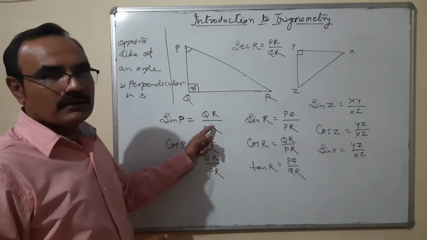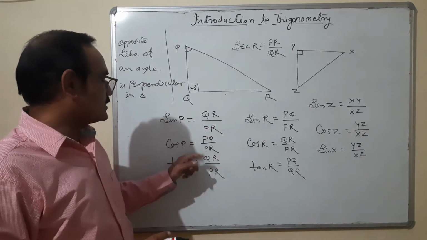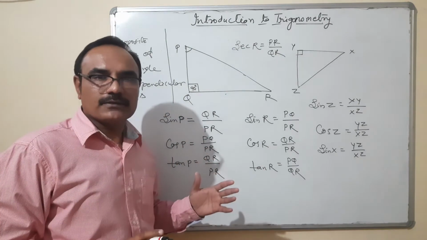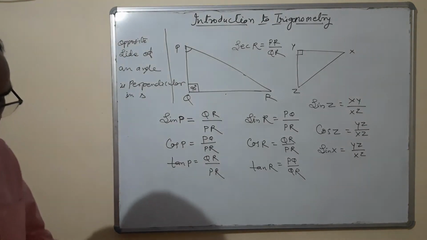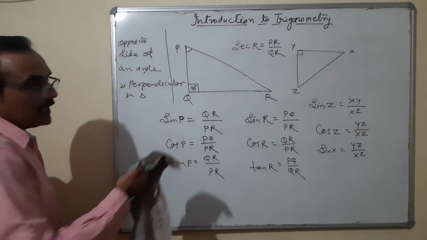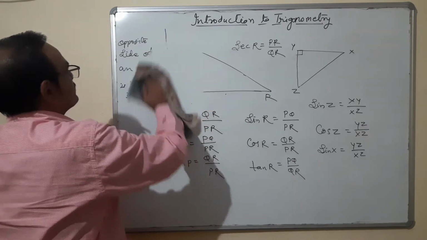Opposite of sine is cosec, opposite of cos is sec, and opposite of tan is cot. Okay, is that clear? So always the opposite side of an angle is perpendicular.